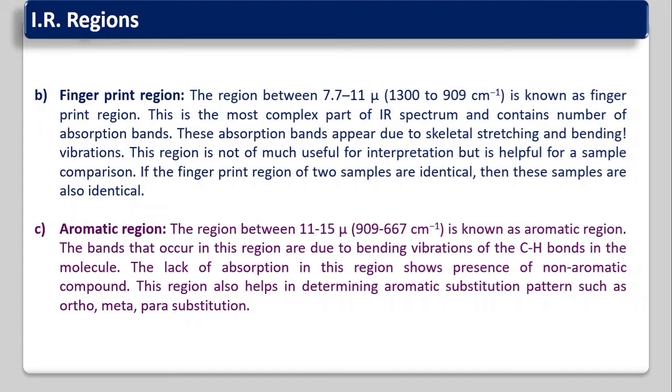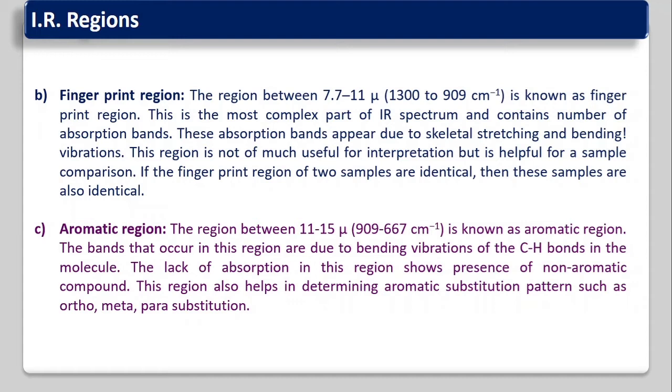As well as that, this region also helps in determining the substitution pattern in the benzene rings. That may be ortho, meta, or para substitution, that may be mono substitution, disubstitution, or trisubstitution. So this information you are getting from this aromatic region. That's why this region is called the aromatic region.